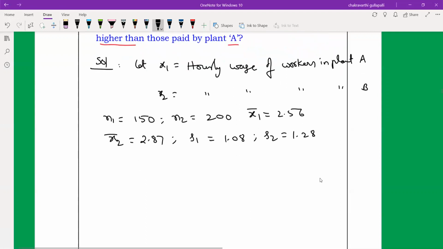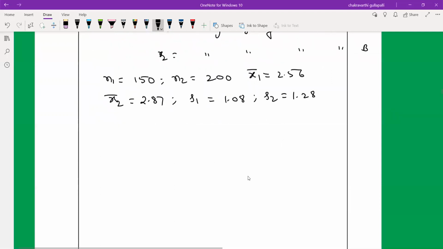The S2 value is more than the S1 value. So plant B workers are less consistent compared to plant A workers. The hourly wage of workers in plant A is more consistent, because when the standard deviation is less, the corresponding data is more consistent.